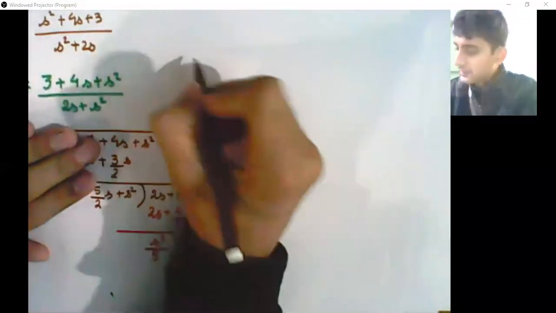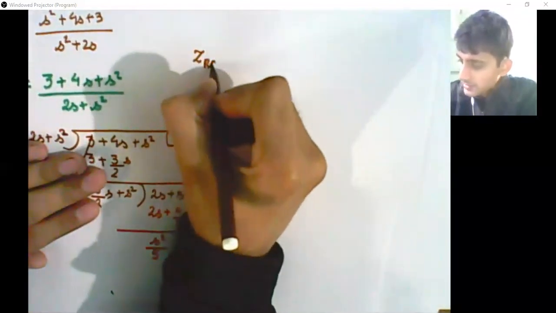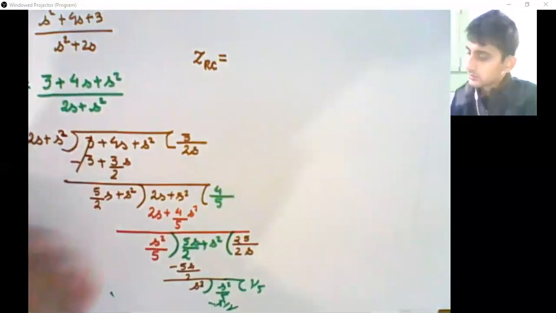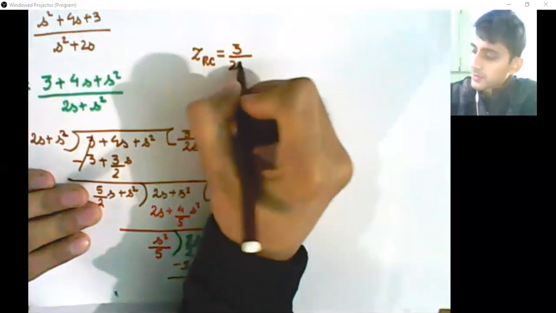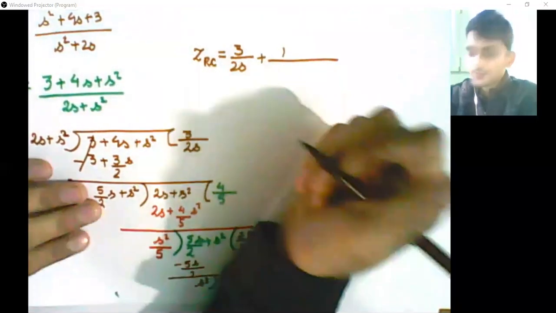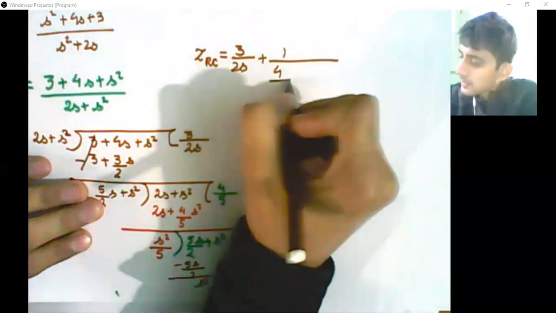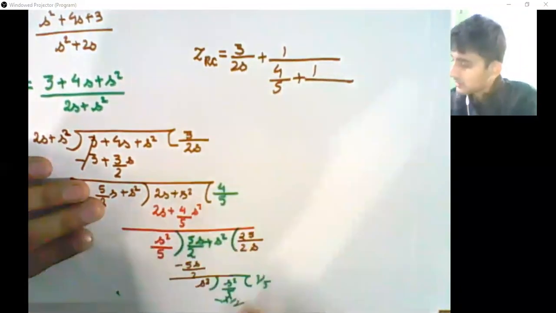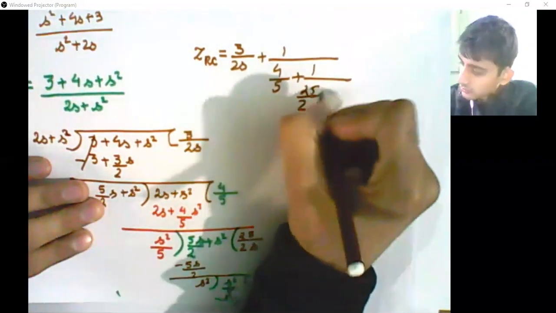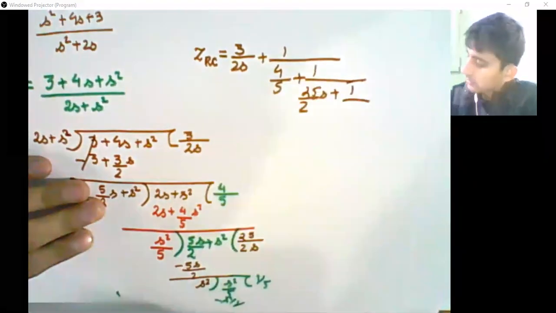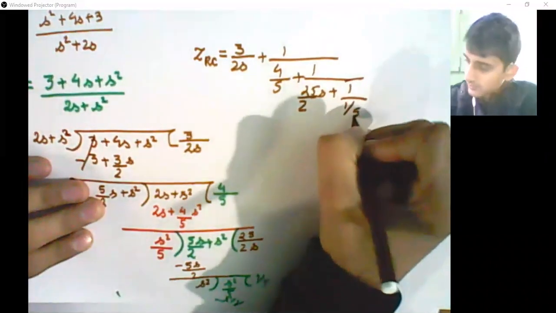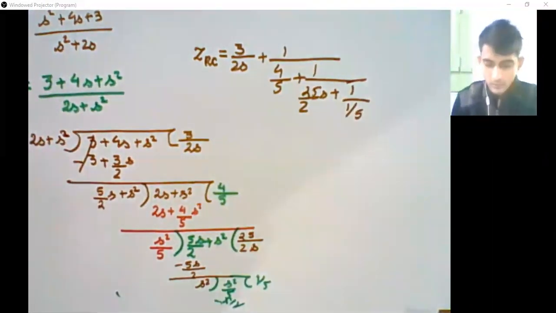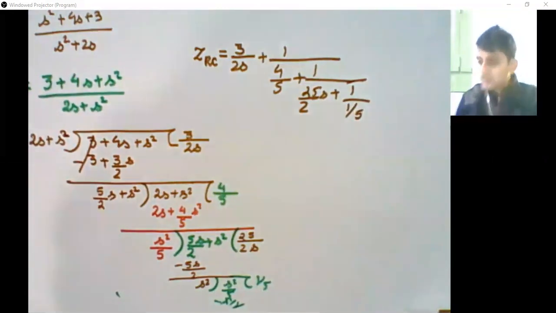Okay. So we have ZRC is equals to, first write this 3 upon 2s plus 1 upon 4 by 5 plus 1 upon, हर चीज 1 upon करके लिखेंगे, 25 by 2 s plus 1 upon 1 by 5. Okay, so we have got it in this form.